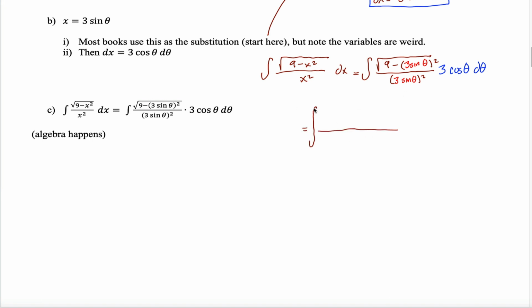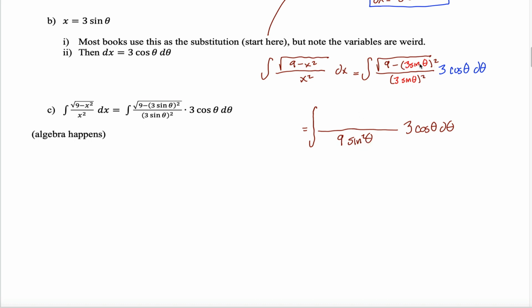We got this big fraction that we're taking the integral of. This 3 cosine of theta d theta in blue, I'm just going to leave it alone for now. The 3 sine of theta all squared, I'm going to rewrite as 9 sine squared theta, because what it means to square 3 sine of theta is 3 sine of theta times 3 sine of theta. So I can multiply the 3 and the 3 to get the 9, and the sine of theta and the sine of theta to get sine squared theta.